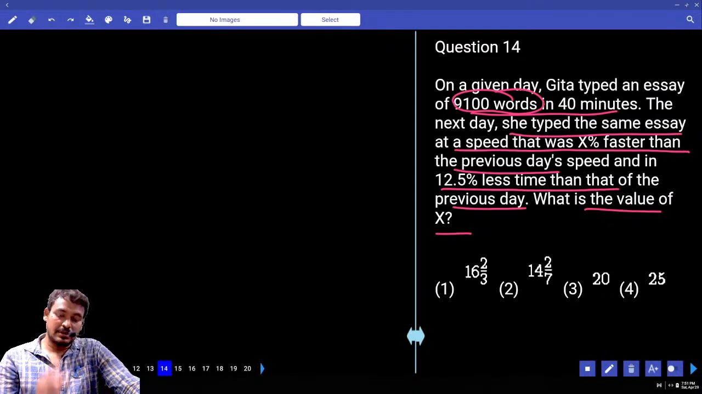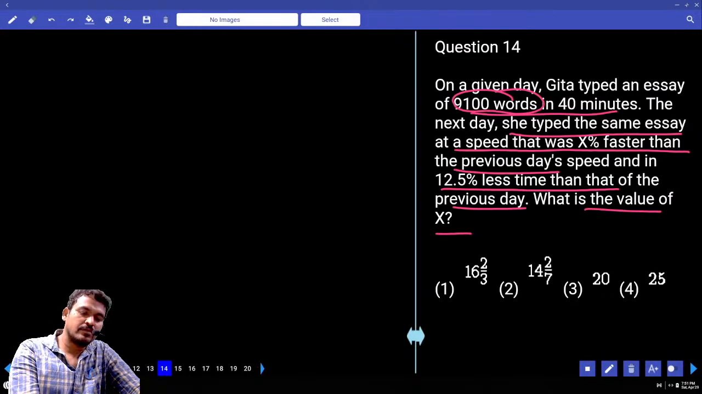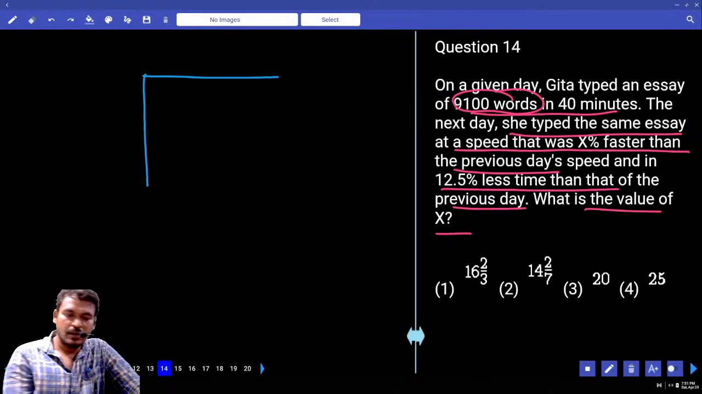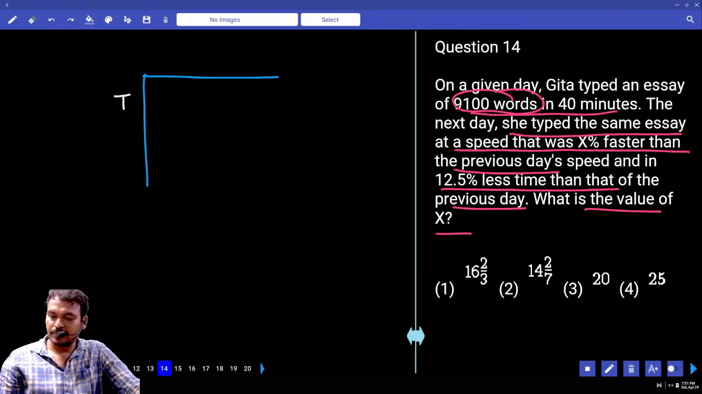9,100 units. Today also same words or different words? Same words. Means work will be constant or changed? Constant. When work is constant, speed and time are inversely proportional. Or work and efficiency, time and efficiency inversely proportional.